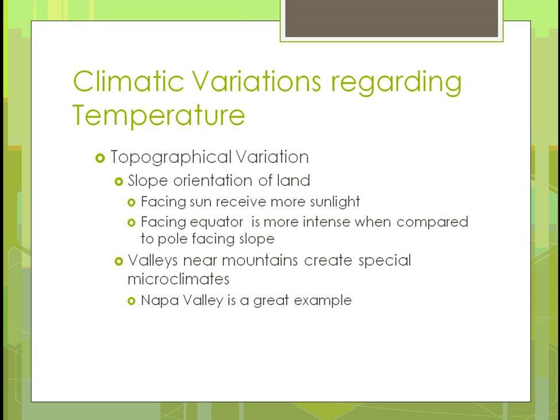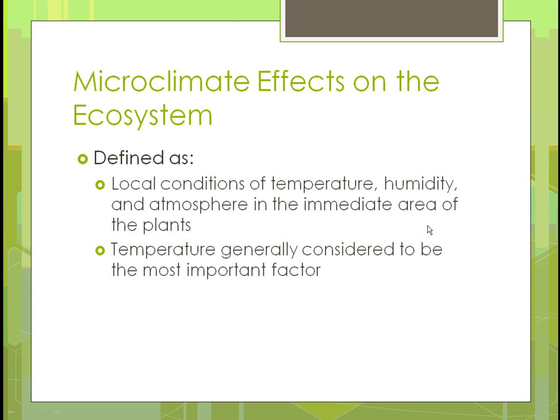Valleys near mountains also create special microclimates. One of the best examples is Napa Valley, Sonoma Valley, but there's areas in Wisconsin that have great areas for bogs in the hillier areas. But Napa Valley, based on how the temperatures are and the changes and the moisture that's held there at different times of the year and different times of the day, you get the grapes that are at Napa Valley or Sonoma Valley, and that's why they're so good there compared to other areas.